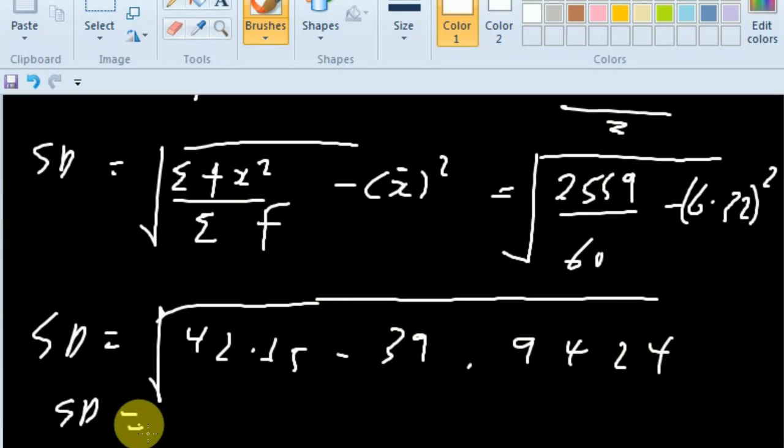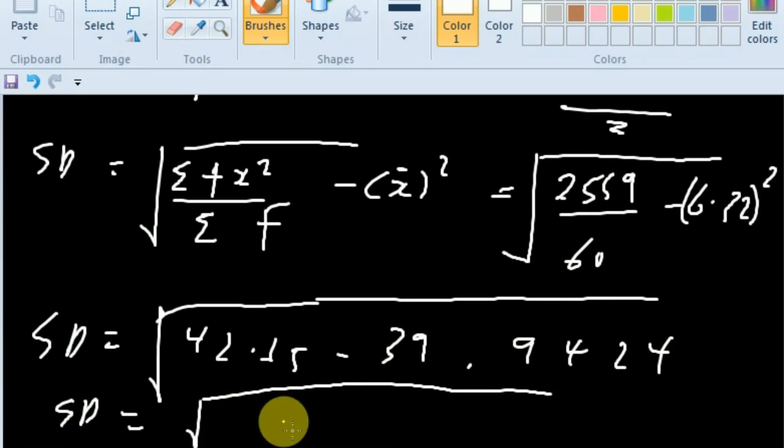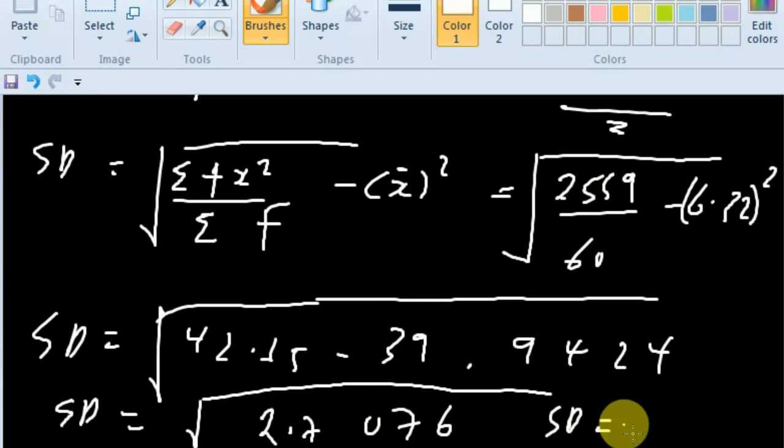And if you do your subtraction there, the answer is going to be, so the square root of 2.7076. And to find the square root of that, standard deviation is going to be 1.65. So that's how you can calculate that standard deviation. So you can just finish up this question.